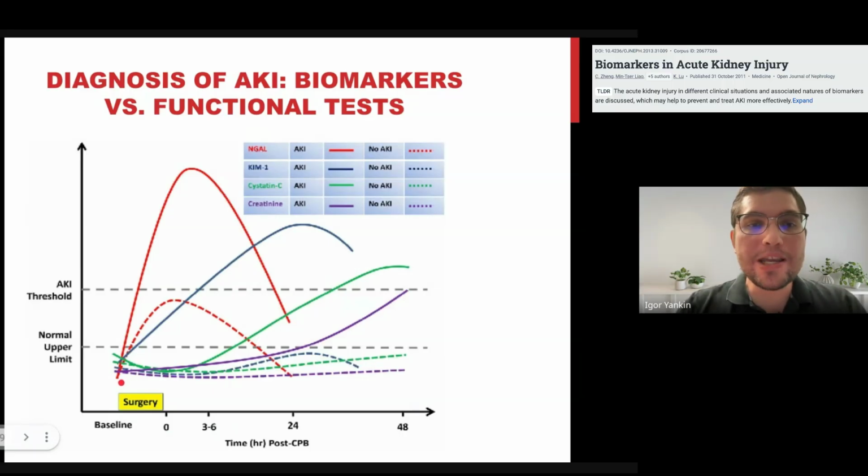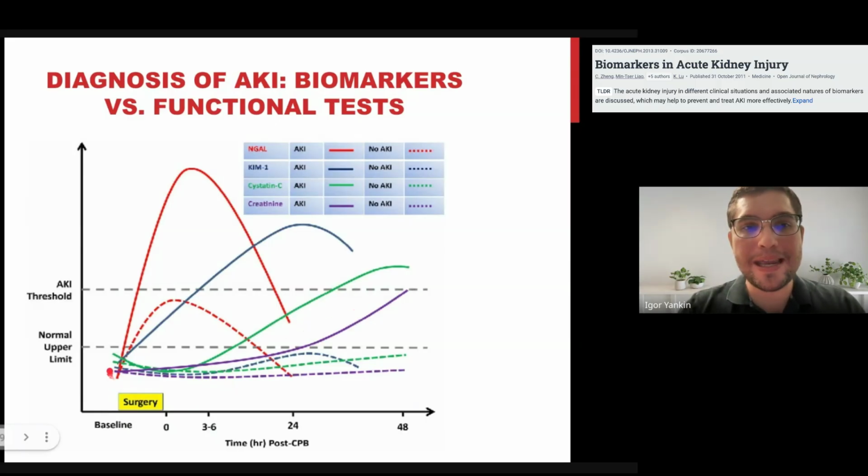If we use creatinine as a way to diagnose AKI in this patient, let's follow this purple solid line. It's still way within normal limits up to 48 hours. And only 48 hours later, it reaches the point of AKI threshold, let's say an increase of creatinine by 0.3 or 26 micromoles per liter.